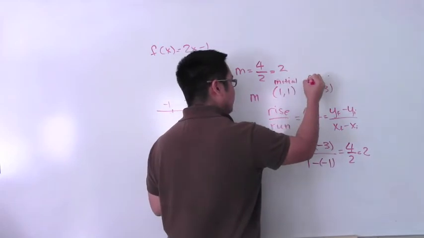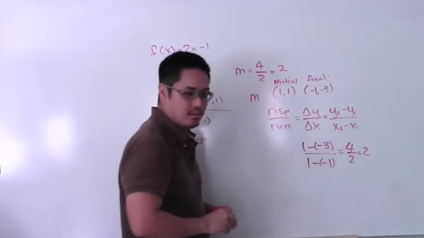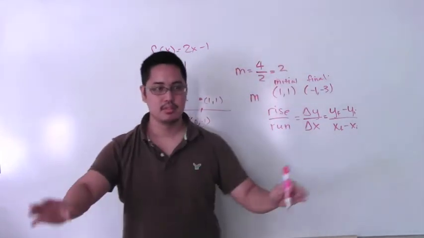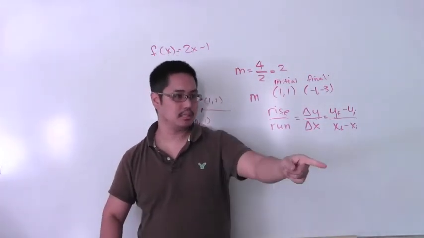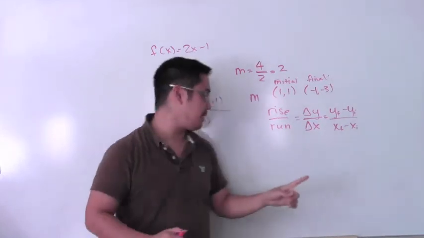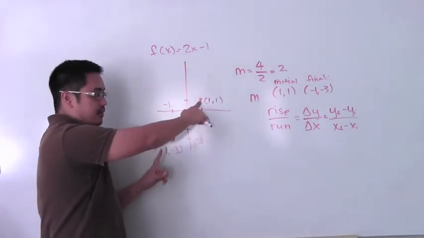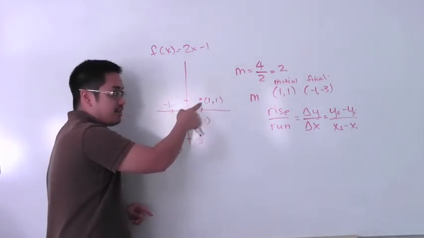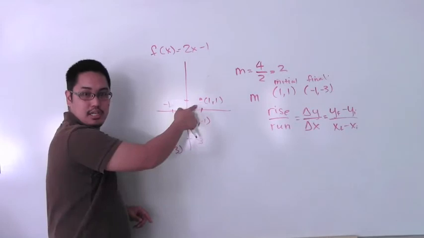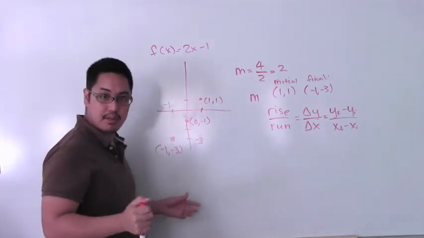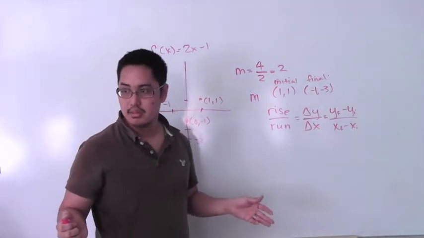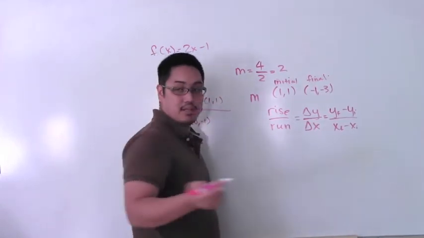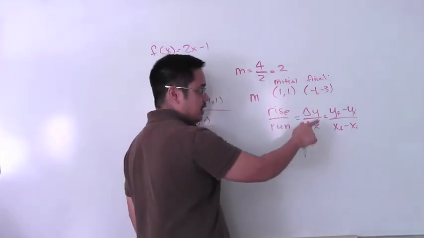You get an upside down... What would you get? Would I still get positive 2? Yes or no? Yes. I'm using different points. I'm going from here to here, instead of going from here to here. I'm starting here and ending here. Initial, final, right? Isn't that the run over rise instead of rise over run? No, it's not the run over rise. We're still doing rise and run. Let's just try.